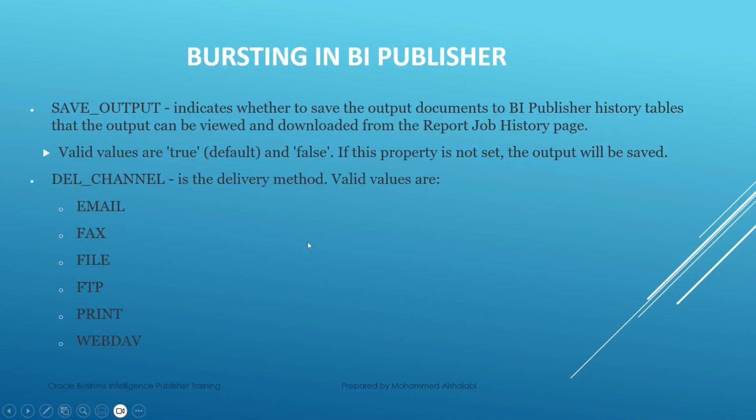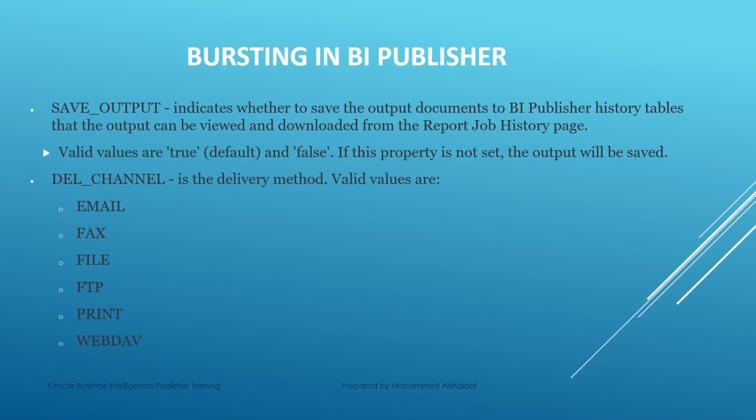Okay, for save output. Save output indicates whether to save the output document to BI Publisher history tables so that the output can be viewed and downloaded from the report job history page. When we go to the job history, you can either download or not download based on this option. Valid values are true (default) and false. If this property is not set, the output will be saved.